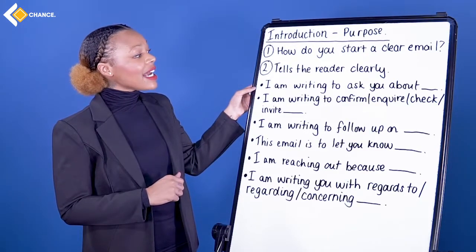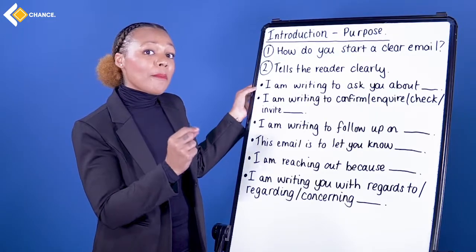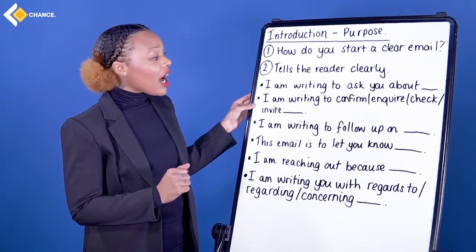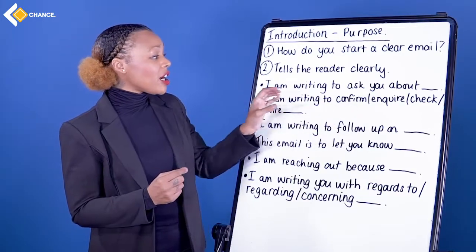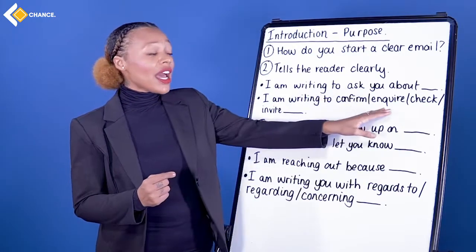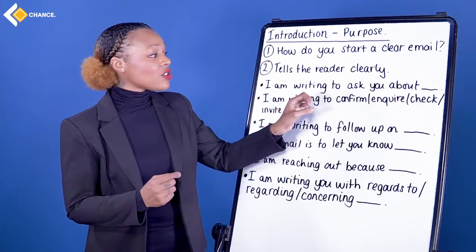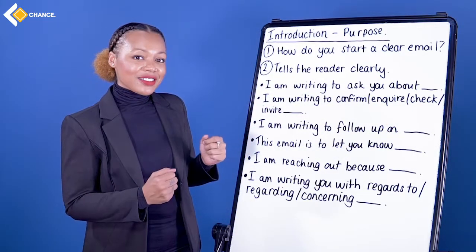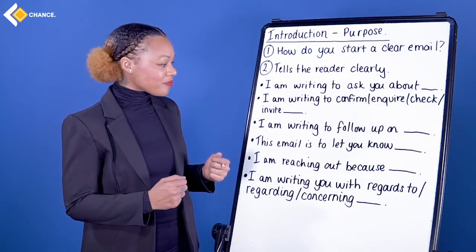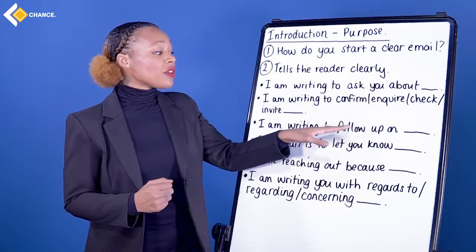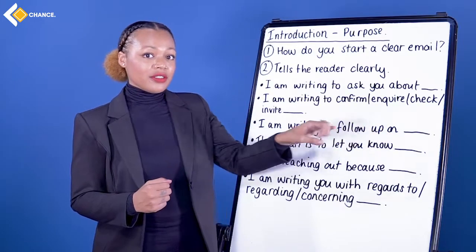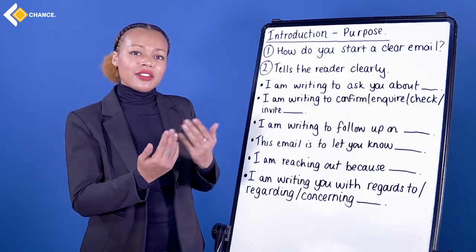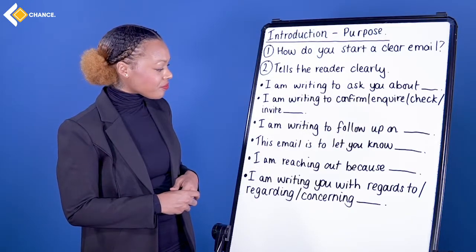So, I am writing to ask you about. How could you complete that? I am writing to confirm. I am writing to inquire. I am writing to check. I am writing to invite. How would you finish those? I am writing to follow up on. To follow up on. This is to check something, maybe in a second communication.